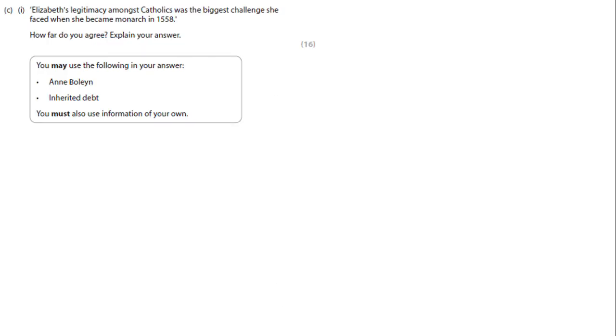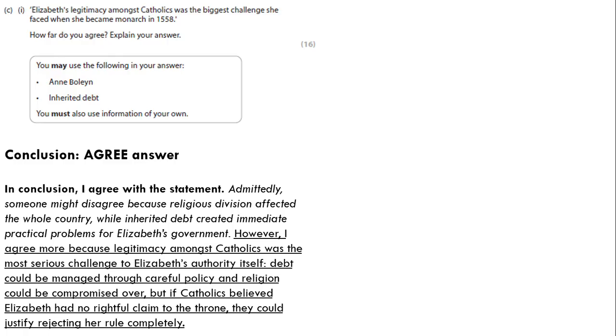So conclusions. Here is the agree conclusion, if we agreed overall. As you'll notice, it's 3 sentences long. First sentence in bold, in conclusion, I agree with the statement. Very simple. Second sentence in italics starts with the word admittedly. Someone might disagree, because religious division affected the whole country while inherited debt created immediate practical problems for Elizabeth's government. Final sentence, underlined, starts with the word however.